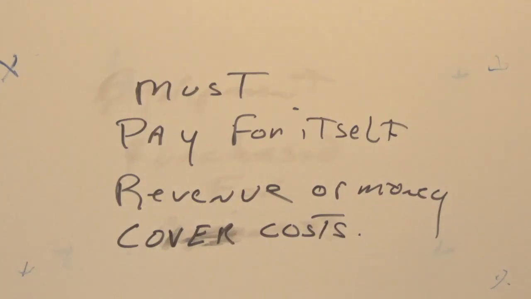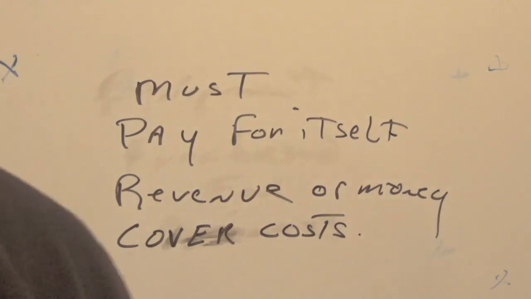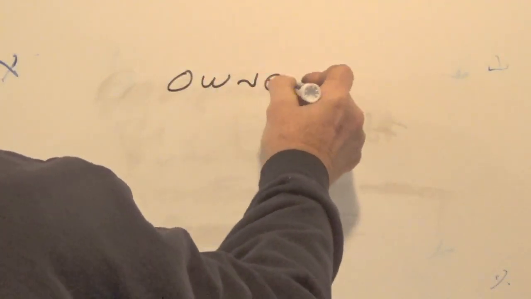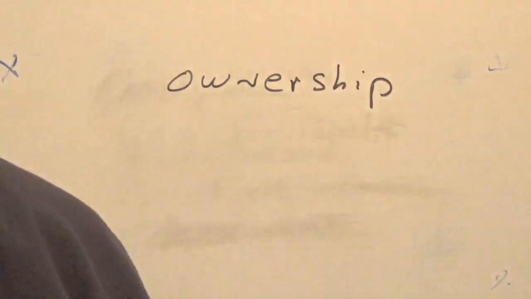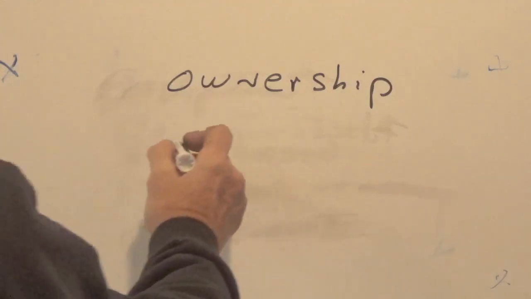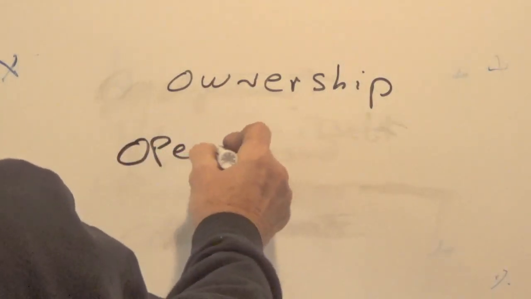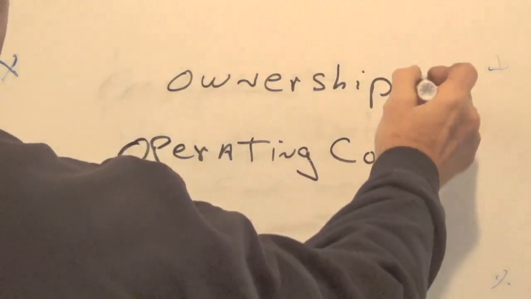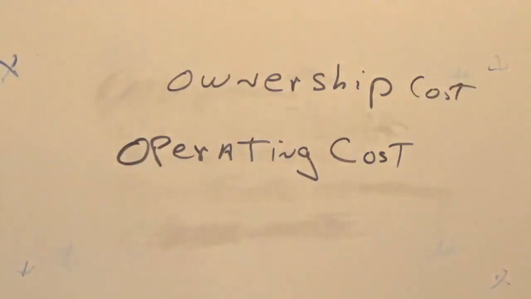So there's two types of costs, okay? And what you have is you have ownership cost, the cost of owning it, ownership, okay? You have ownership costs, and you also have what's known as operating costs. Alright, operating cost. So just think about that for a second. Ownership costs and operating costs.